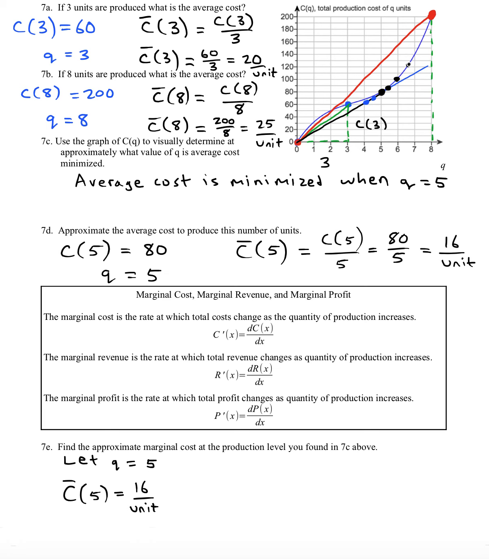And over time, the cost function tends to deviate from the extension of the average cost secant that I had drawn here. But I hope it's clear that that secant approaches the cost function as a tangent. So really, the derivative of the cost function at a production level of 5 equals the average cost at a production level of 5. So we can say that at this time, the marginal cost is also 16 per unit.